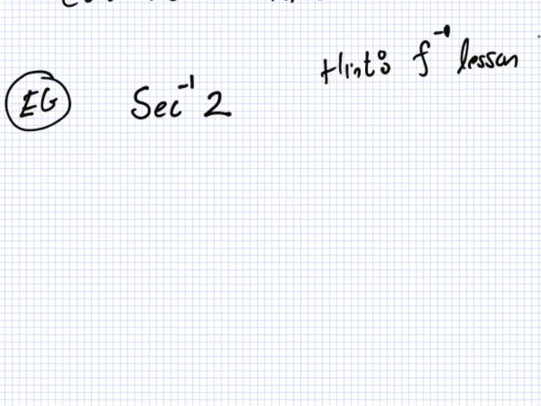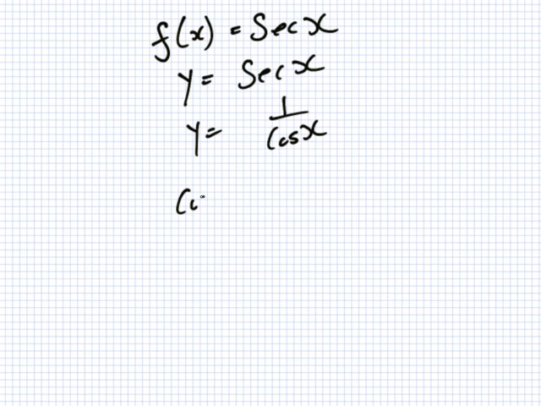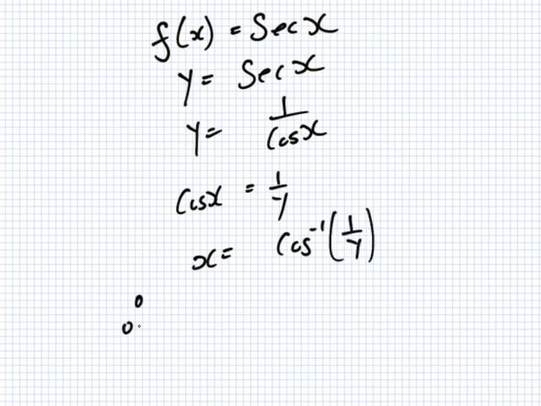We say y equals sec x, yeah? y equals 1 over cos x, yeah? cos x equals 1 over y. x equals cos inverse of 1 over y. So therefore, f inverse of x equals cos inverse of 1 over x. So therefore, sec inverse x is the same thing as cos inverse of 1 over x.